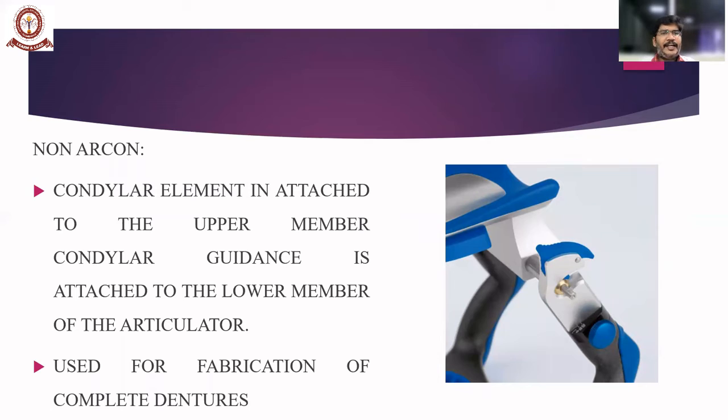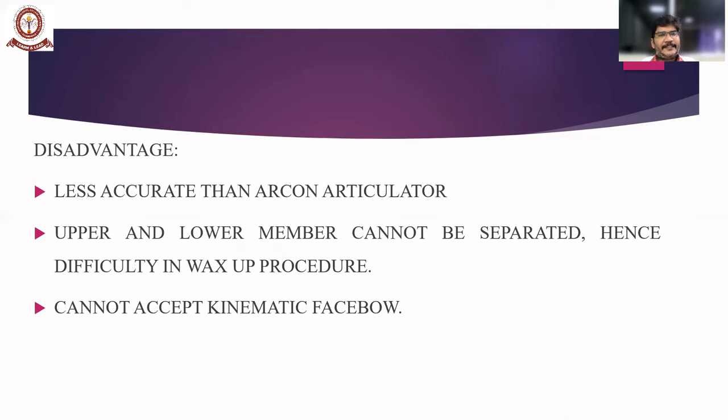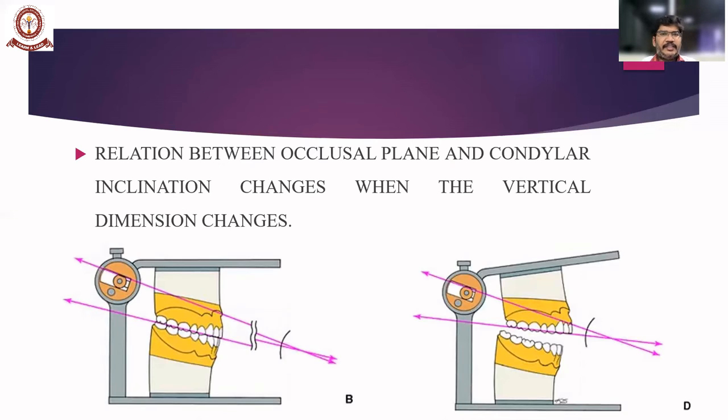In a non-Arcon articulator, the condylar element is attached to the upper member and the condylar guidance is attached to the lower member of the articulator. This is the vice versa of the natural temporomandibular joint. It is used for complete denture fabrication. It is much less accurate than the Arcon articulator. The upper and lower members cannot be separated, hence difficulty in wax-up procedures, and it cannot accept a kinematic face bow. The relationship between the occlusal plane and the condylar inclination changes when the vertical dimension changes in a non-Arcon articulator.